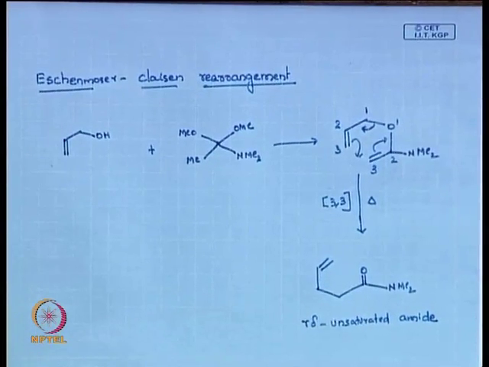Your Claisen, you thought about an aldehyde. Johnson Claisen, you can think about ester. In this Eschenmoser Claisen, you can think about amides. Okay. Claisen has very good variants, that you should remember.